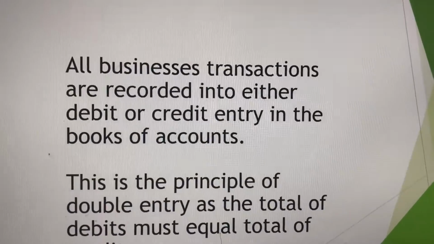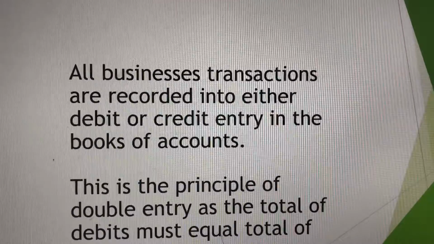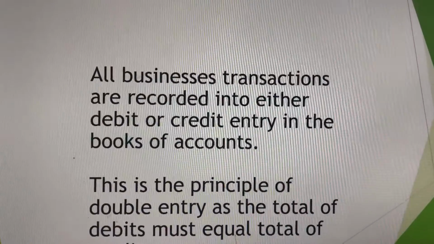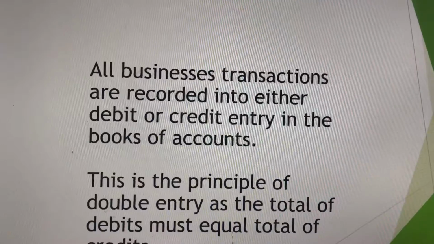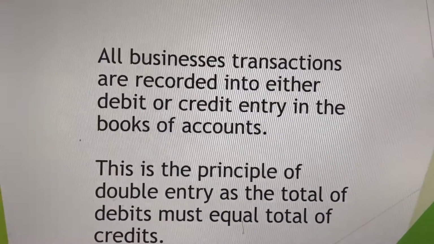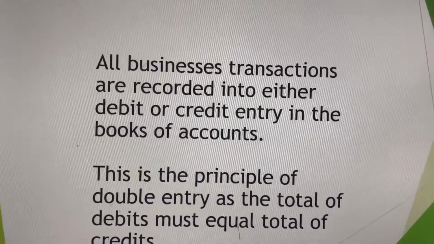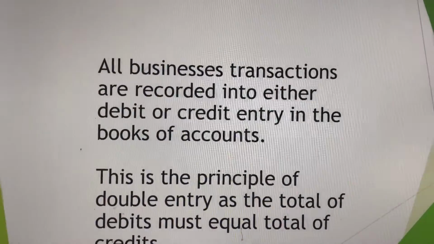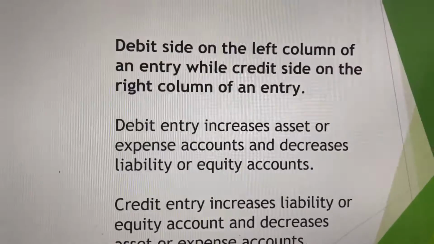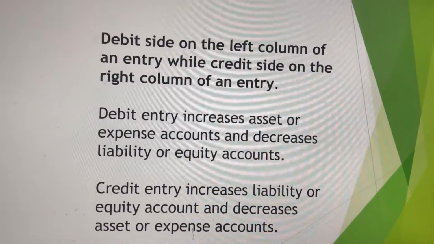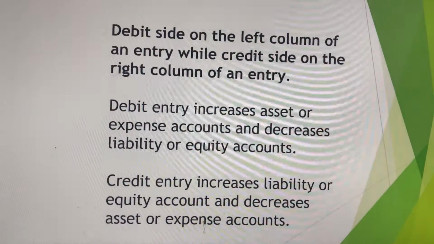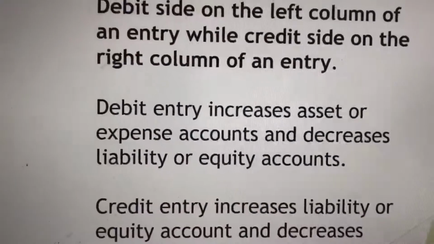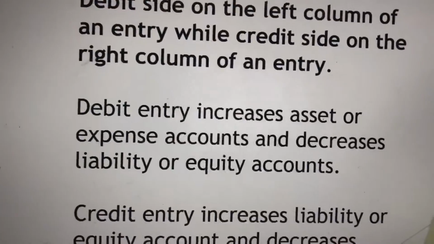All business transactions are recorded either on the debit side or on the credit side in the books of accounts. This is the double entry principle that we must follow. So every debit entry must have a corresponding credit entry. Now, the debit side is always on the left hand side of the column, while the credit side is on the right hand side of the column.